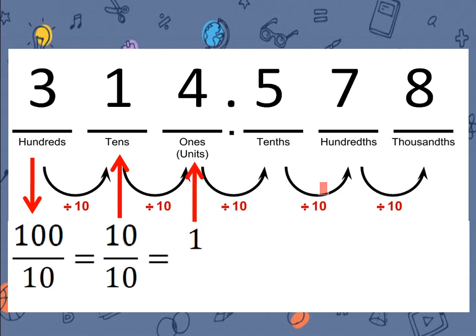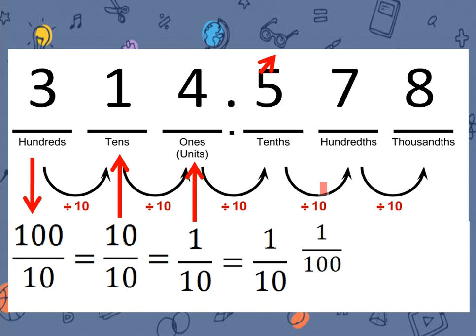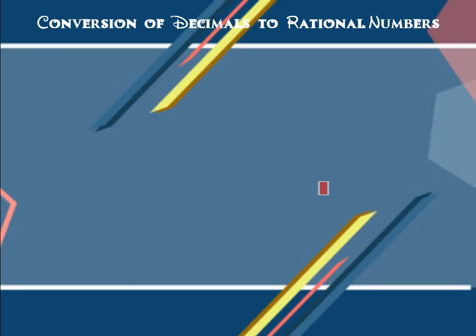Again, dividing 1 by 10, I will get 1 over 10, which will be the place value of the first digit in the decimal part, which is 5. So I will get the place value of the next digit, which is 7, by dividing 1 over 10 with 10, which will give me 1 over 100, which is the place value of 7. So can anyone tell me what will be the place value of 8? Yes, the place value of 8 would be 1 over 1000.